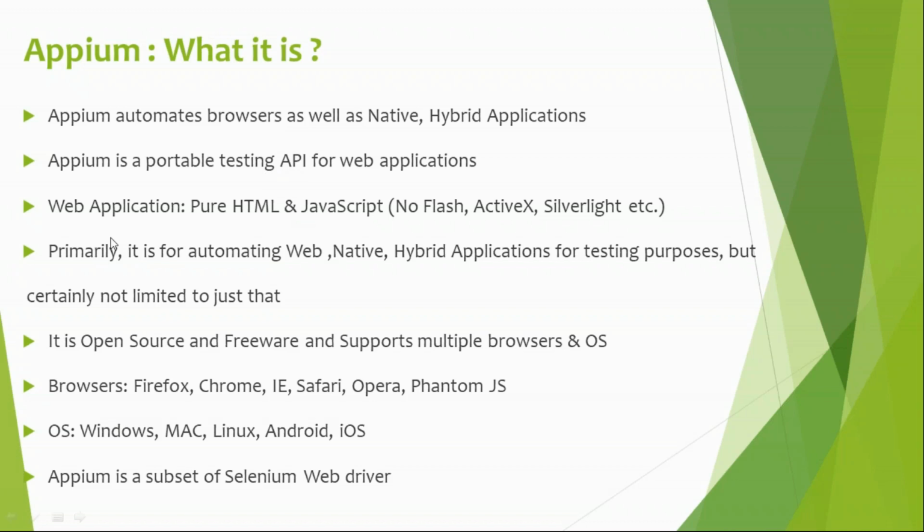And it also supports web applications. Pure HTML and JavaScript applications are supported, and primarily it's used for automating native, hybrid, and web applications for testing purposes. And it is open source and freeware, no licensing or tool cost is included. That's the beauty of the APM tool. Even some commercial tools in the market are not able to give the stability that APM is giving to users in today's market.